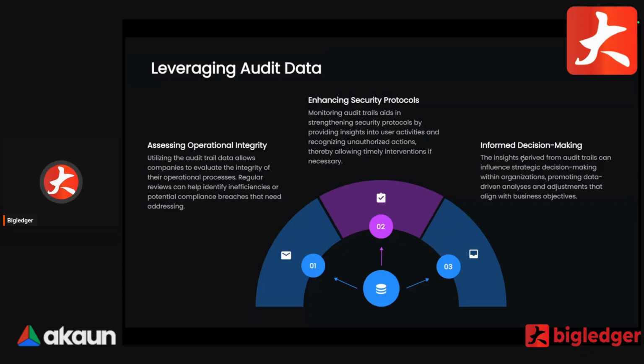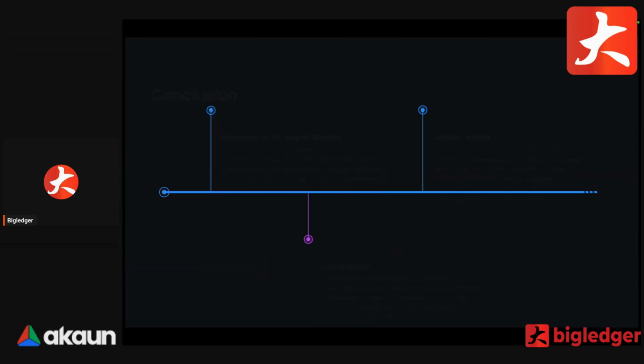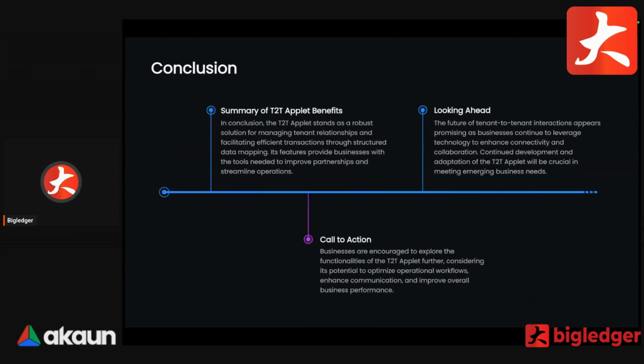And for decision making, the insight derived from audit trails can influence strategic decision making within the organization, prompting data-driven analysis and adjustments that align with the business objectives. Now we'll conclude and then proceed with the main part of the applet live.